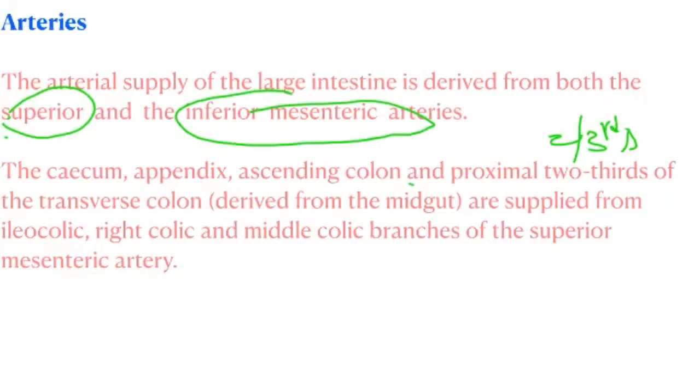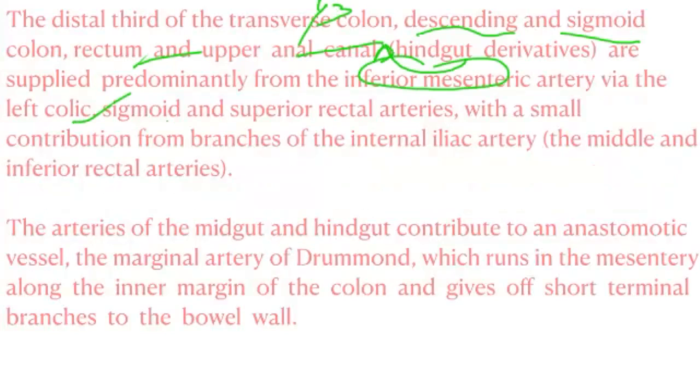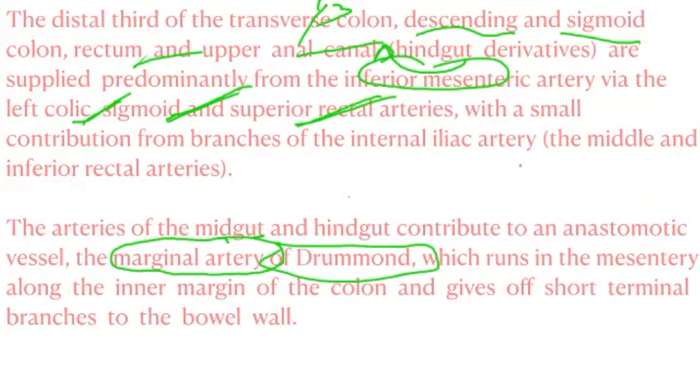Whereas the distal third of the transverse colon, descending colon, sigmoid colon, rectum and upper anal canal are hindgut derivatives, so they are supplied by the inferior mesenteric artery via the left colic, sigmoid and superior rectal arteries, with a small contribution from the internal iliac artery. So you have to remember the left colic, sigmoid and superior rectal arteries, branches of the inferior mesenteric artery. The arteries of the midgut and hindgut contribute to an anastomotic vessel, the marginal artery of Drummond, which runs in the mesentery along the inner margin of the colon and gives off short terminal branches to the bowel wall.